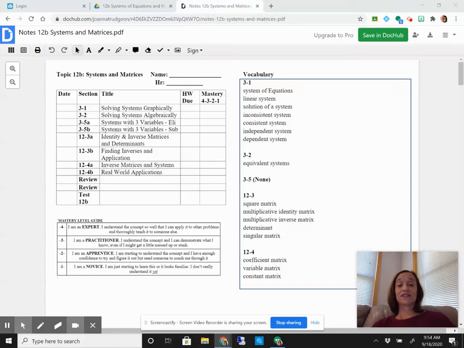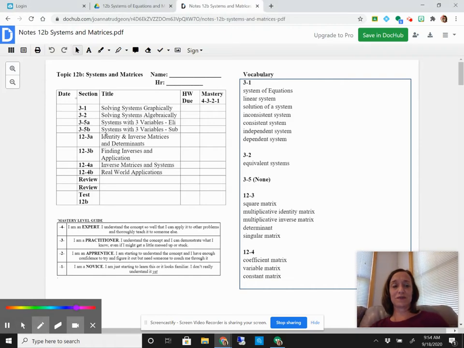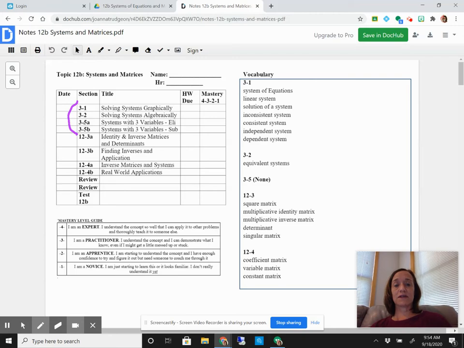Okay, so this is lesson 3.1, but this is notes 12b. You might be saying, well, why is she doing lesson 3.1 in chapter 12? We're going to go through these topics in chapter 3 first, and then we're going to integrate the matrices into it. So some of the stuff you already know.